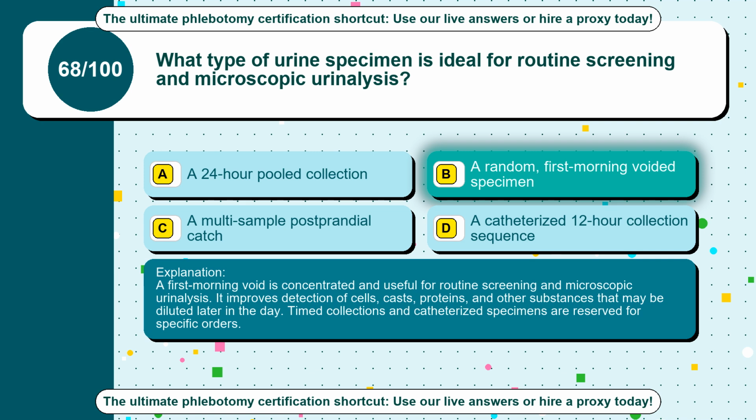A first morning void is concentrated and useful for routine screening and microscopic urinalysis. It improves detection of cells, casts, proteins, and other substances that may be diluted later in the day. Timed collections and catheterized specimens are reserved for specific orders.